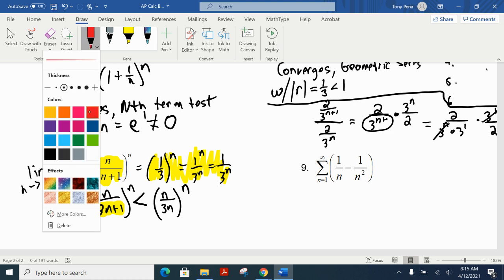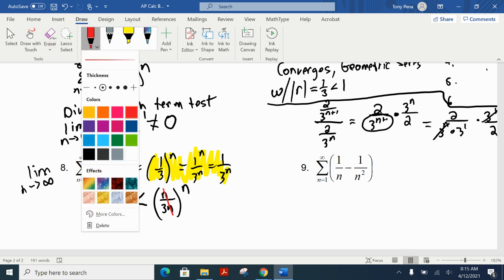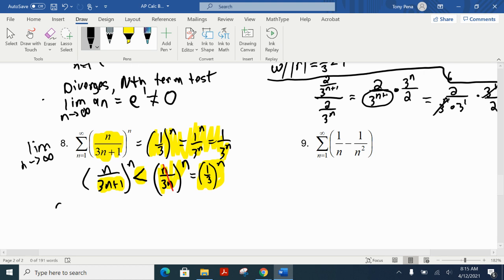Then, don't these really just cancel, leaving us with a 1/3 inside of the parentheses. So this is really equivalent to 1/3 to the nth power. So what we were really doing when we said our original series is less than this guy, we were actually comparing it to a geometric series that we know would converge, because this geometric series would have had a ratio of 1/3. So by way of the comparison test, this should converge.